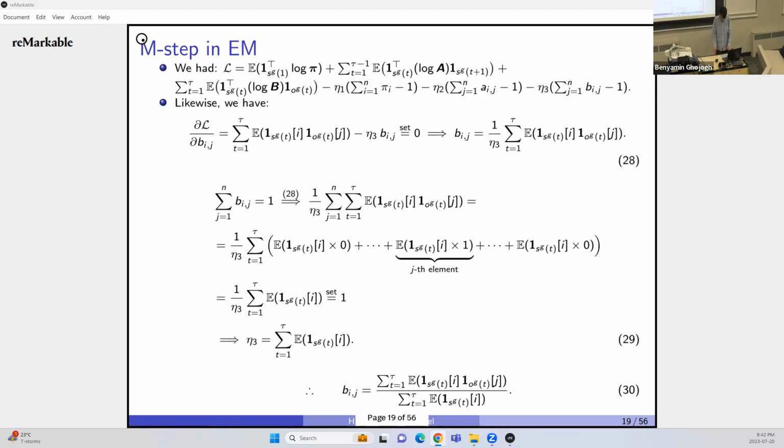Okay, this is the Lagrangian again. Now we had another optimization variable, and what was that? Bij.